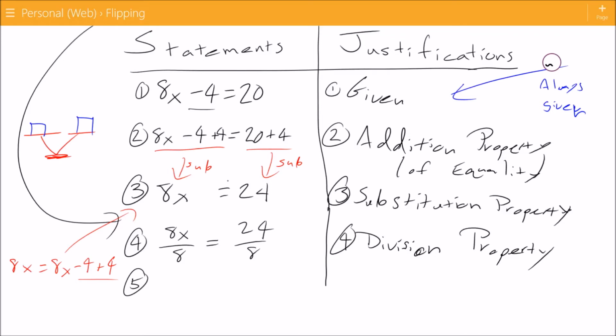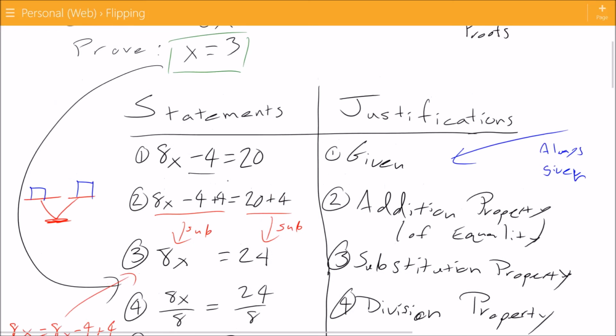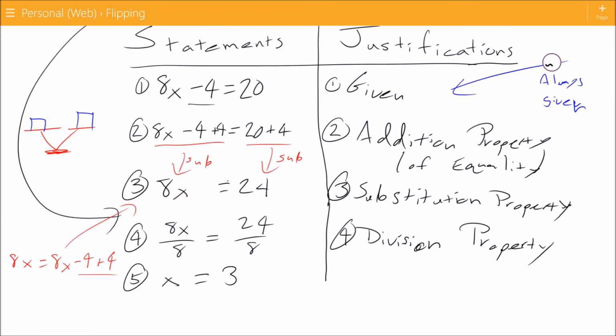1,512, 62, 42, whatever I wish to divide by. Now, my last step here, I have x equals 24 divided by 8 is 3. And hey, check it out. That's what our goal is. Oh boy. X equals 3.